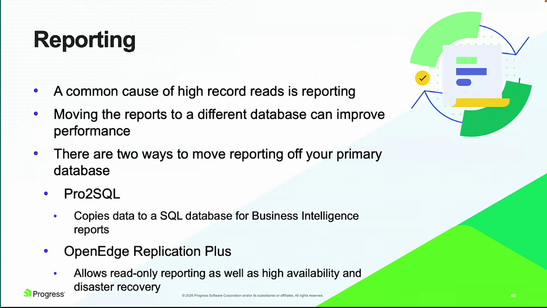So we're going to talk about reporting here, and moving the reports to a different database is what many customers have done, and it's really, really helped their production. There are two different ways to do that. One is to run something like Pro2SQL or Pro2Oracle, or even Pro2Pro, where it moves that data to a different database, but it just moves the data you want, okay? And then you can run the report on that SQL, Oracle, or even a different Pro2Pro database. Or what you can do is you can go to OpenEdge Replication Plus, which is a high availability and disaster recovery system, but you can also report on it. So let's go a little deeper into each one of these.